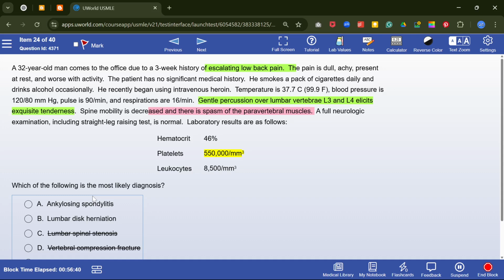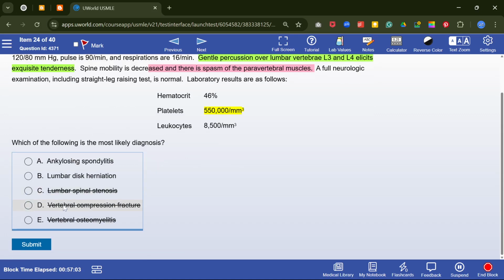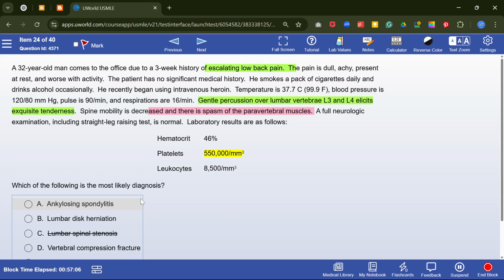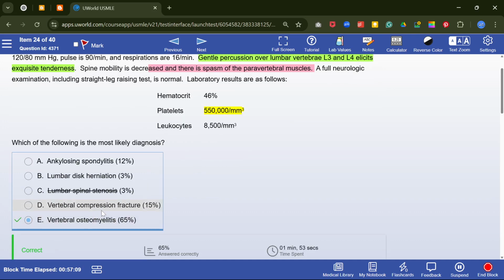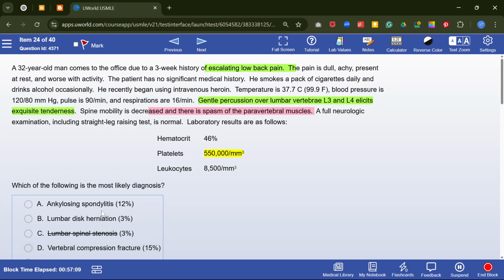Patient does not have fever. But is it other? No. In between these two? Yes. Is it compression fracture? No. Then osteomyelitis. So I distract you by saying no fever.